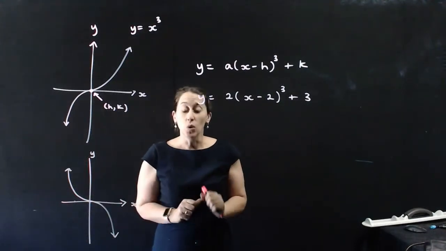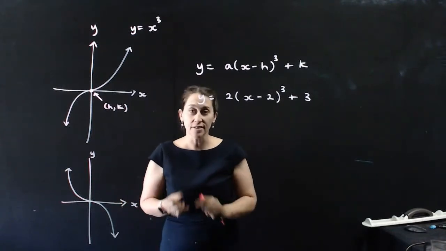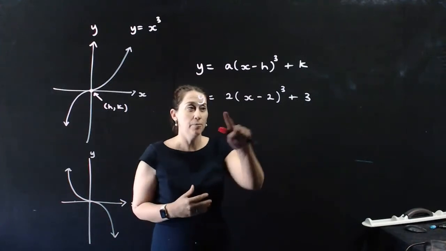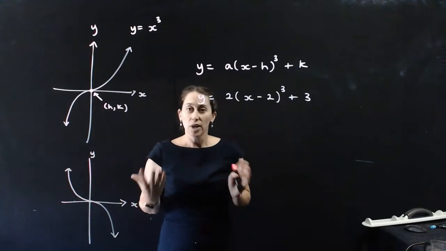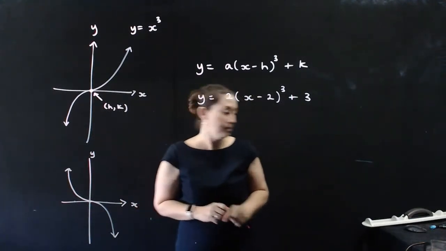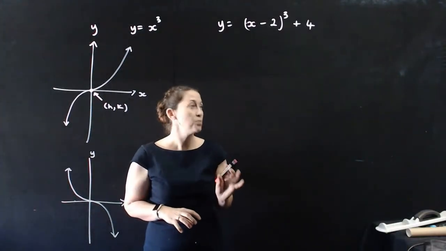Today is going to be all about sketching. So when we sketch any graph, we need to include the x-intercepts, y-intercept, and then any point of inflection, the coordinate of the point of inflection. I'm going to clear the board and then we'll have a look at how we sketch one. The graph of y equals (x minus 2) cubed plus 4.